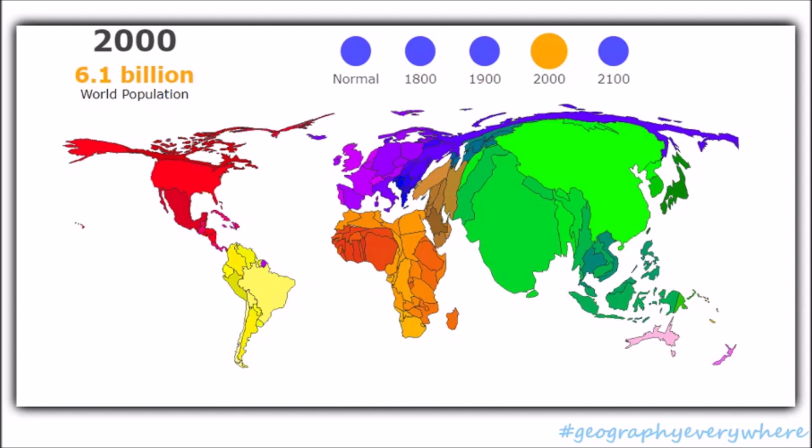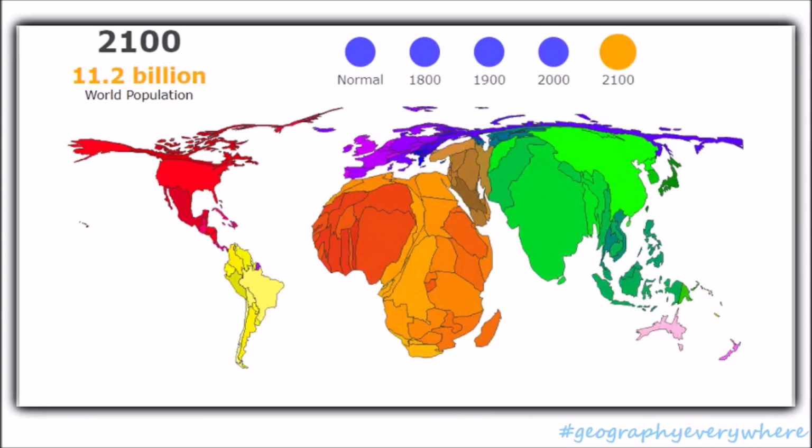Keep your eye on the two continents of Asia and Africa and watch how they are projected to change in the next 100 years. As you can see, Africa's population is going to increase. Asia's population will also increase, but at a slower rate.